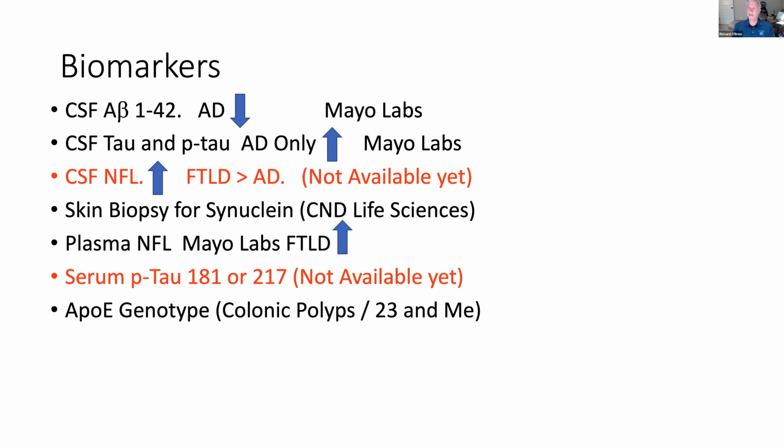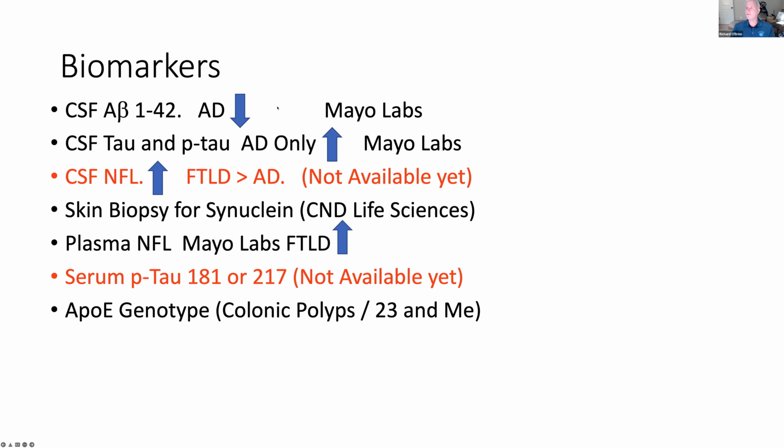But now we're in the land of biomarkers, thanks to Andy Liu, who's really been pushing these. So I tend to use these in people who are young or people in whom whether they have a cognitive syndrome isn't quite clear. A lumbar puncture looking for CSF A beta 1 to 42, which goes down in Alzheimer's disease, and CSF tau and p-tau, which go up in Alzheimer's disease. And this is a test sent to the Mayo Labs, and Andy does the lumbar puncture. Soon we'll have a CSF neurofilament light, which goes up in frontotemporal lobar degenerations, a little bit in Alzheimer's disease.